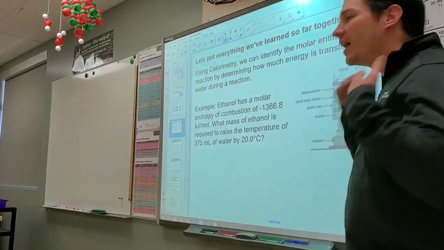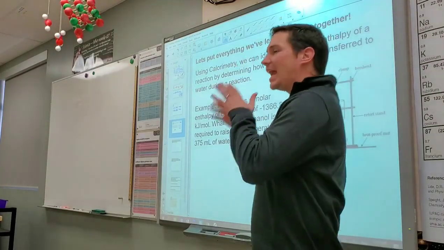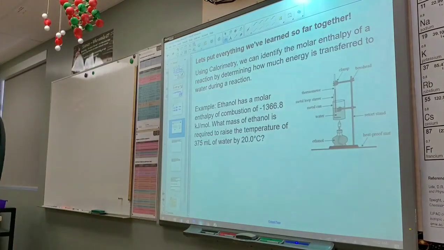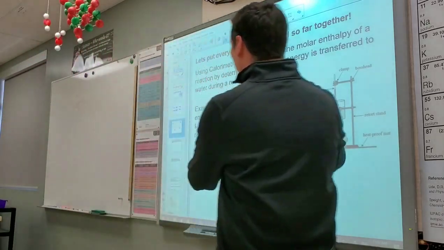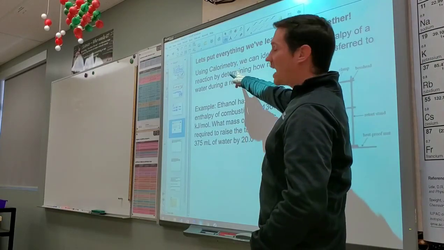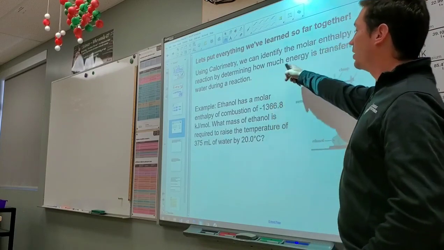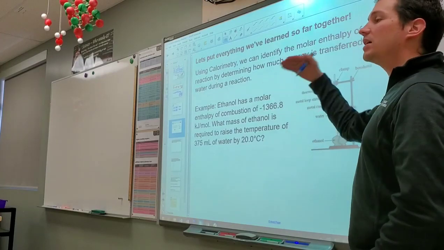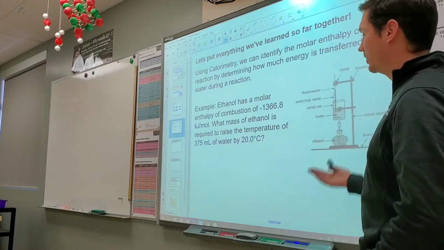Okay, let's put everything we've learned together so far. Again, that idea of gaining energy versus losing energy is going to come into play huge in the following ideas. Using calorimetry, we can identify the molar enthalpy of a reaction by determining how much energy is transferred to the water, as long as we know how much of this substance reacted.